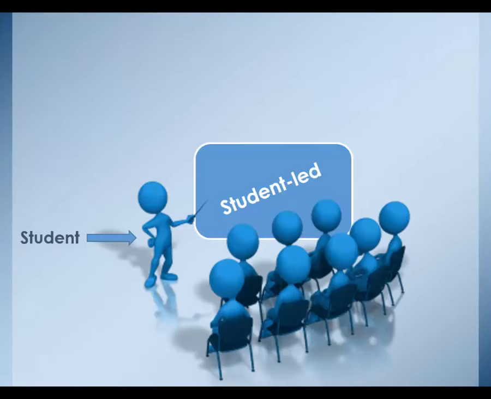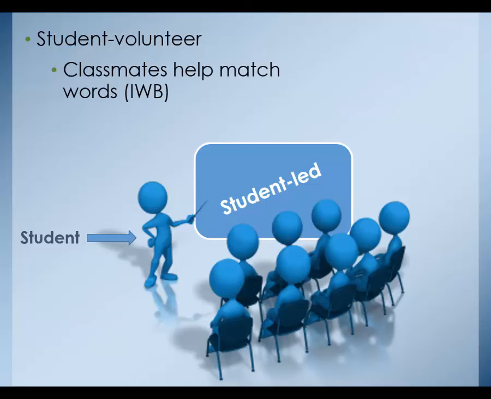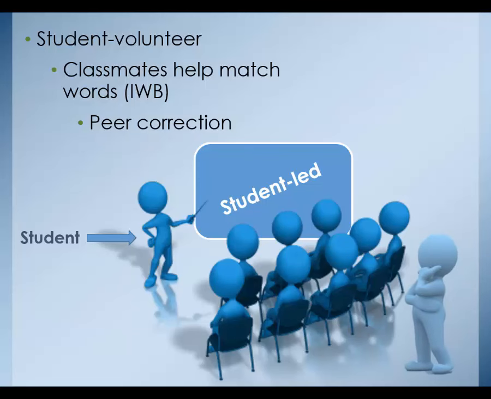Student-led feedback. In this scenario, a student volunteers to come to the front of the classroom and with the help of his classmates match words to their definitions on the interactive whiteboard. The student's classmates call out the answers and they can correct each other. In this particular scenario, we can see that the teacher takes a backseat role and allows as much student interaction and correction to take place as possible.